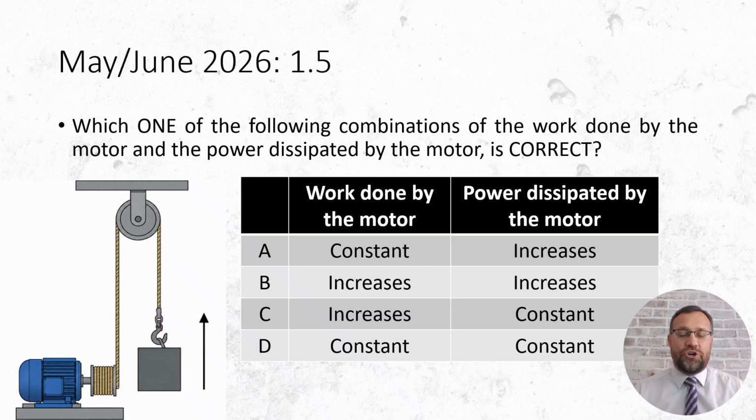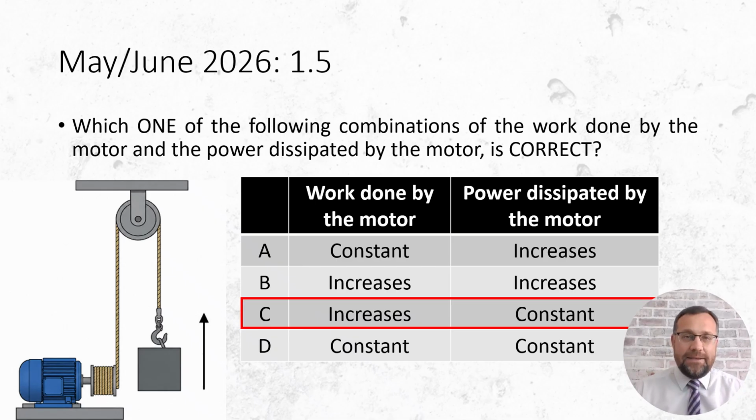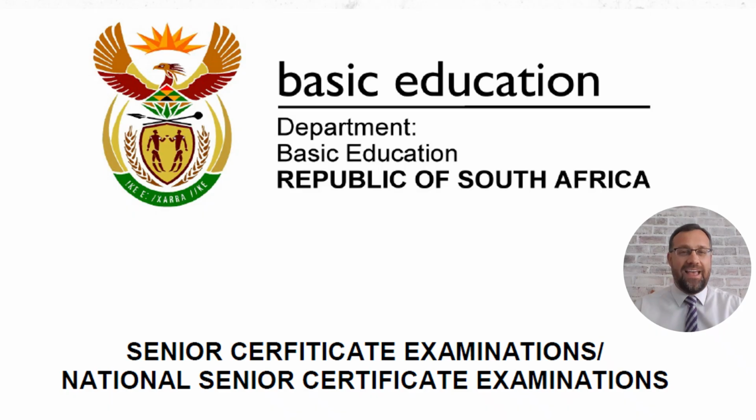The correct answer is thus C. The work done by the motor increases as the load is lifted higher and higher, while the power dissipated by the motor remains constant. And that wraps up the first 5 multiple choice questions from the May-June 2026 physics paper.